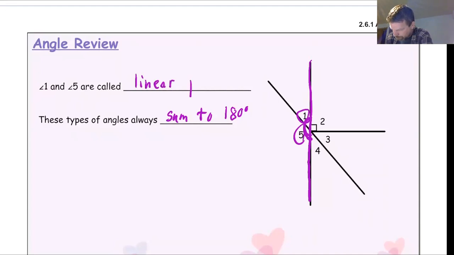So I'm going to write linear pair this time because that's going to be just a new word to make sure we need to know. But you can call them supplementary. It means the same thing. You should know what linear pair means in case it shows up on a test, right?